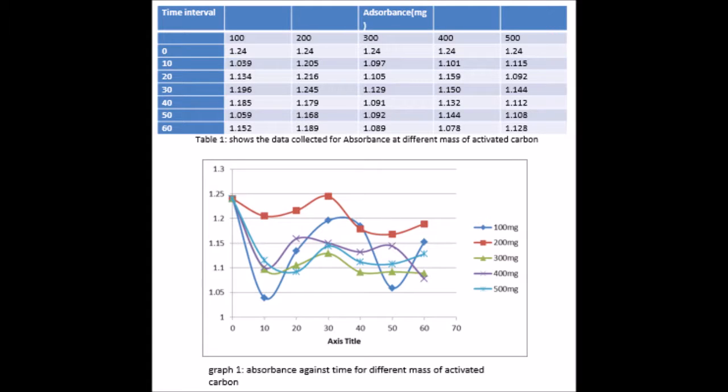Hello friends, my name is Anis Raj and I'll be explaining the discussion of this experiment. Graph 1 shows absorbance against time for different mass of activated carbon. The absorbance as shown increases with time until it reaches its peak, then decreases. It's because the peak or the saturation point indicates the maximum capacity of the activated carbon to adsorb. Then it discharges the adsorbate so that the adsorbent can adsorb more.